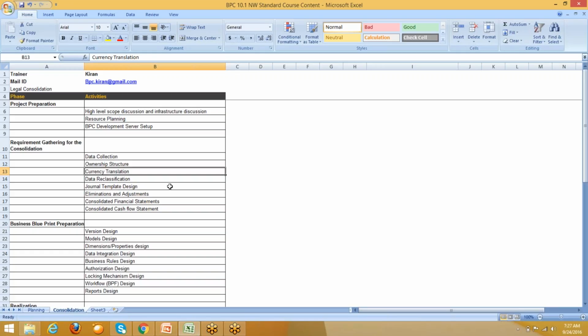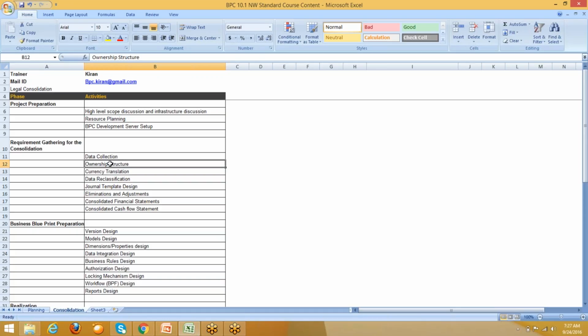Currency translation. You might have different entities, different currencies. How to convert, how they are converting their accounts into one group currency. Here, as part of requirement gathering and data collection, we are going to find what the sources are, whether all are in ECC or non-SAP systems are also there.